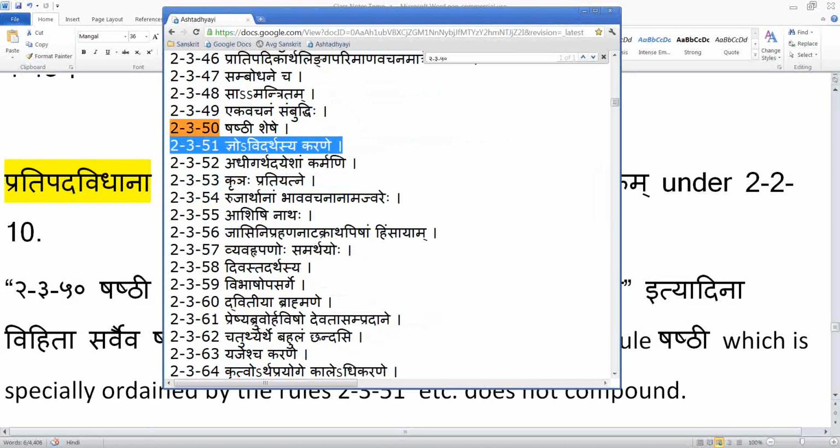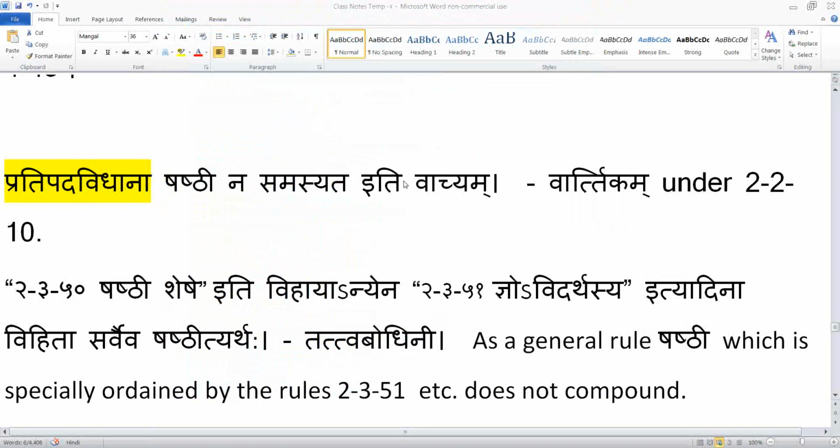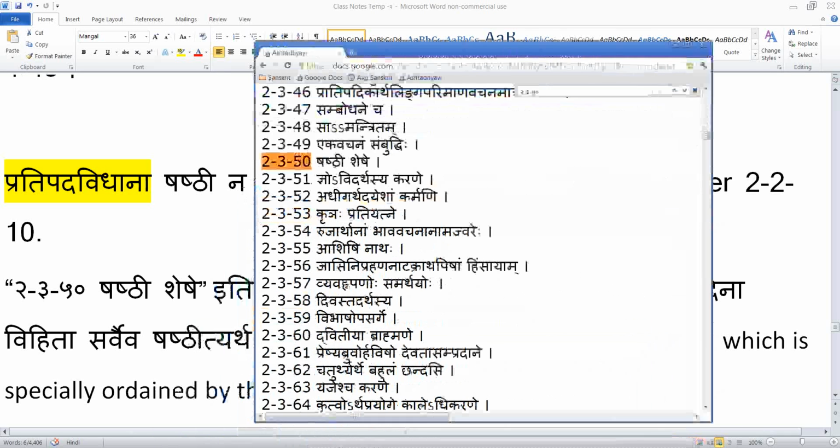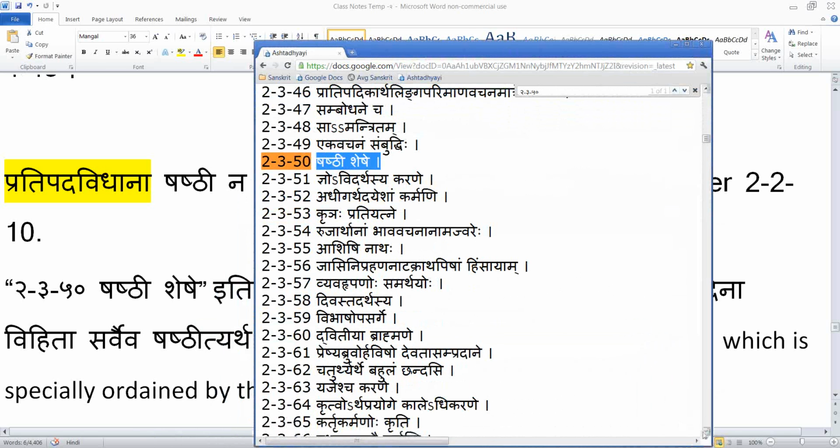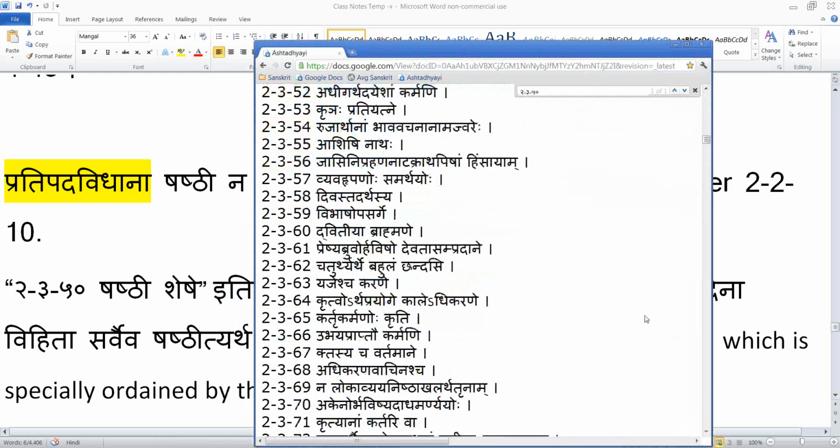And all these Shashtis, barring this one, so in short, I'm going to keep it simple right now, is that this Vartikam, Pratipada Vidhana Shashti na Samasyate, along with the Vyakhyanam, Shashti Sheshe Iti Vihaya, Anyena Nyo Vidarthasya Ityadina Vihita Sarva Eva Shashti Ityartha, means that only Shashti Sheshe will compound. The Shashti which can be authorized by Shashti Sheshe, only that kind of Shashti will compound. So now it creates a situation. If a Shashti is prescribed by any of these other rules down here, it will not compound. So that is what we are saying. But we do want some of them to compound.